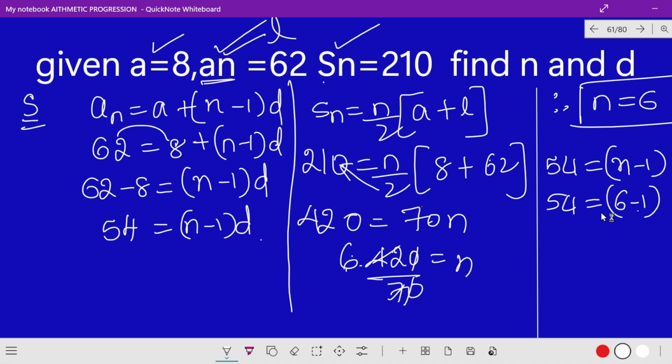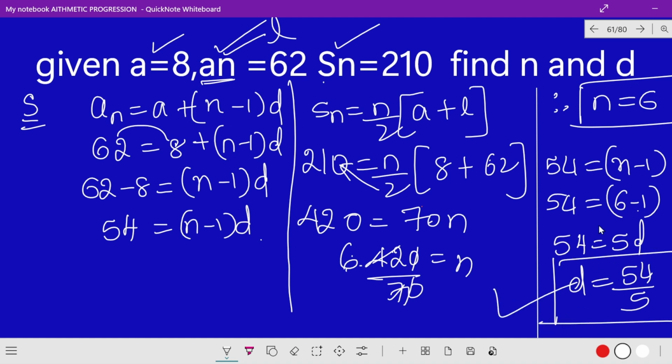6 minus 1 is 5. Bring that 5 below 54. So 54 is equal to 5d. d is equal to 54 by 5. So this is how we got the d value and n value. Next question.